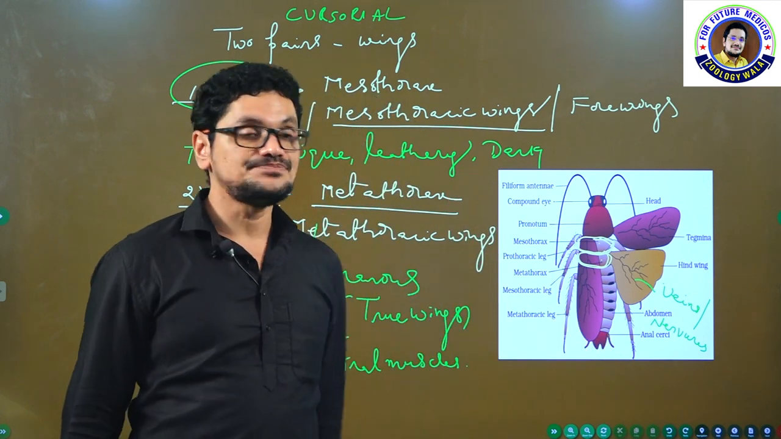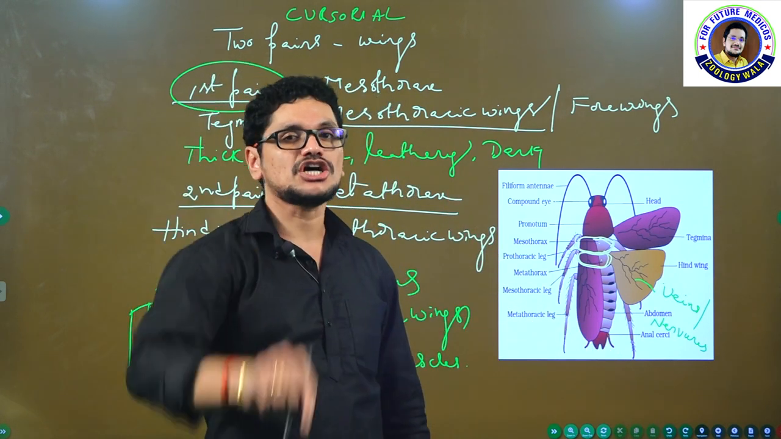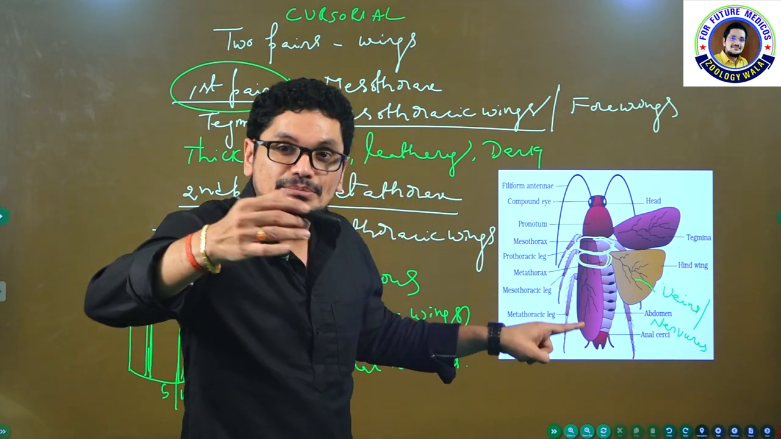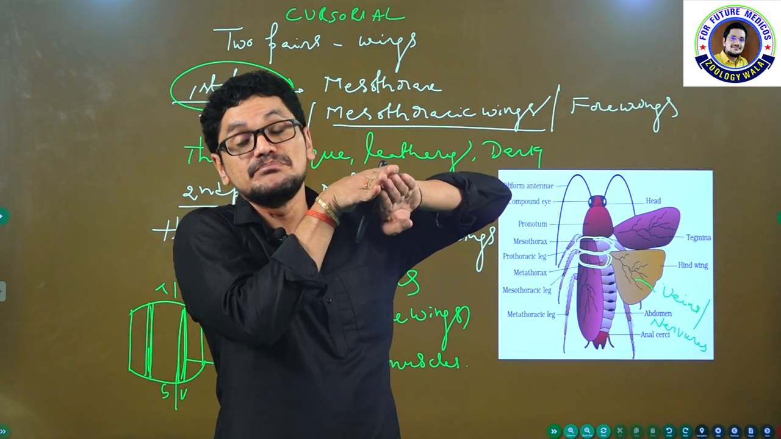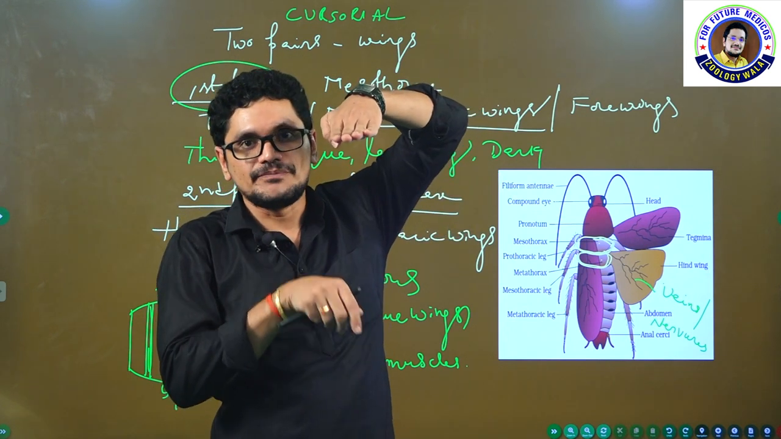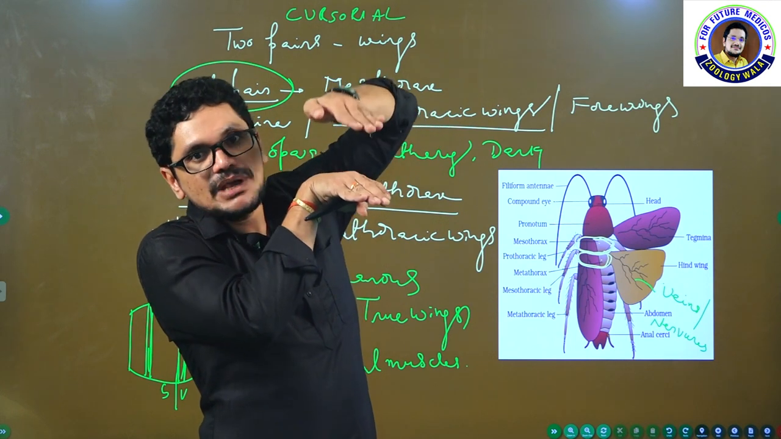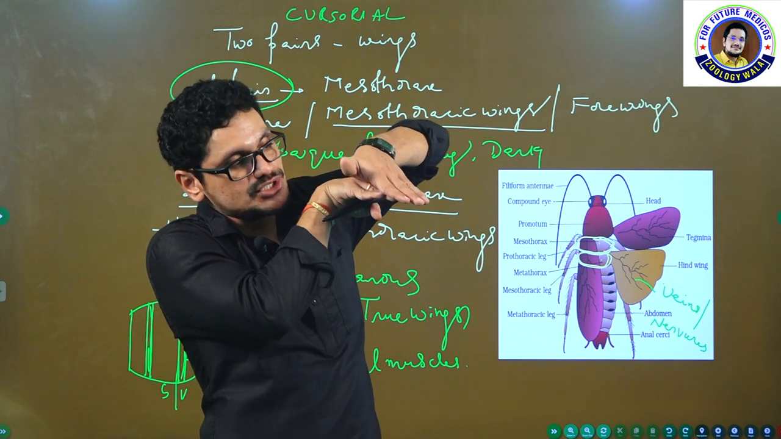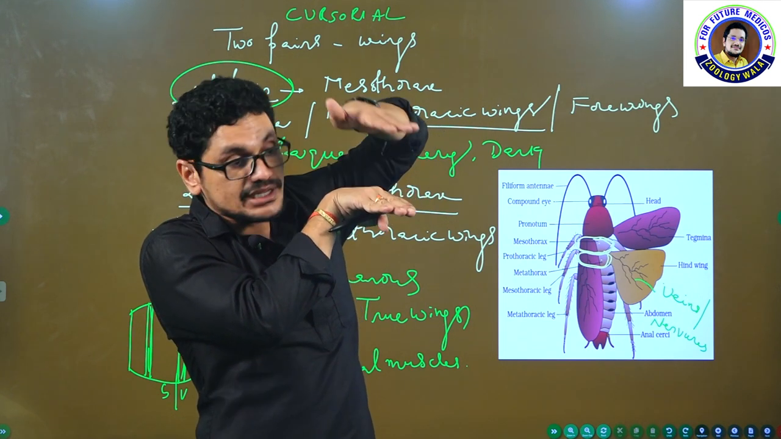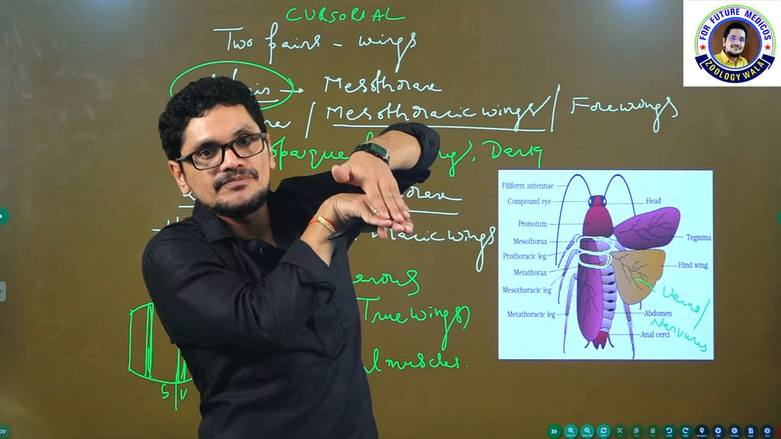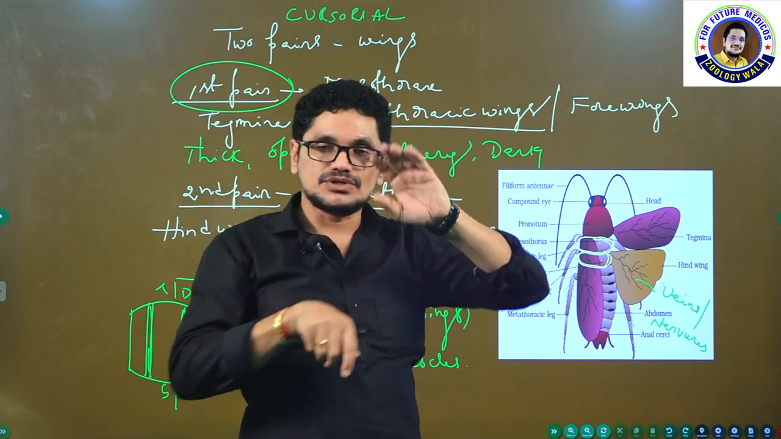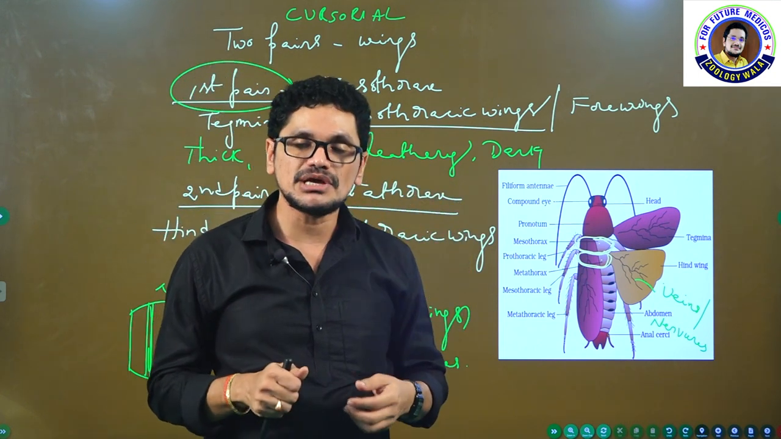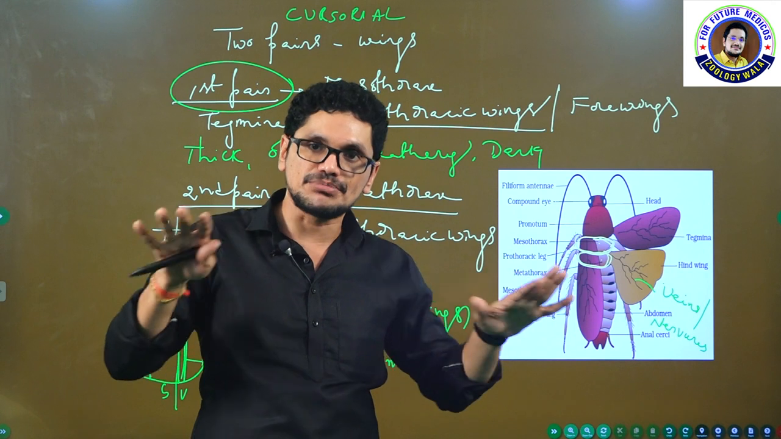But if you observe the wings in case of a male cockroach, the wings of male cockroach extend beyond the tip of abdomen. Imagine this is the forewing and this is the abdomen. In case of male cockroach, forewings extend beyond the tip of abdomen. In female cockroaches, the forewings won't extend beyond the tip of abdomen.